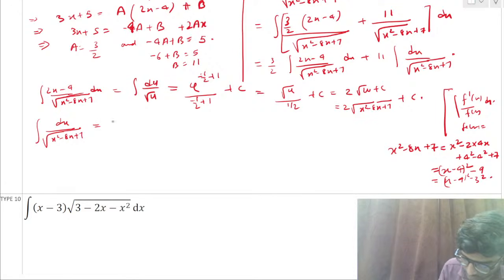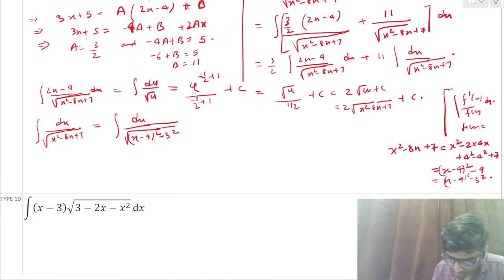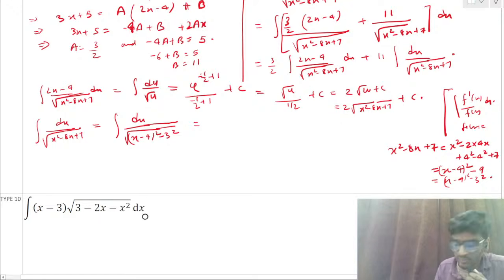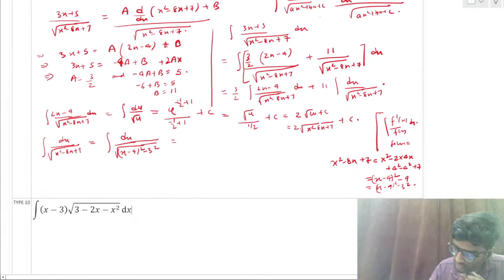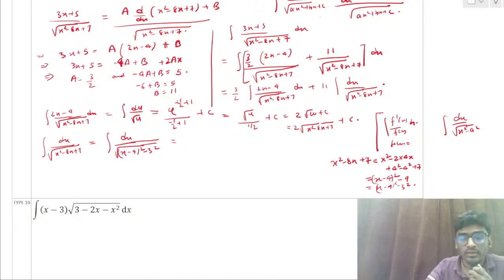Is it clear? So we can write it as the integral of dx upon under root of x minus 4 whole square minus 3 square. As you can see, this integral is of the type dx upon under root x square minus a square.